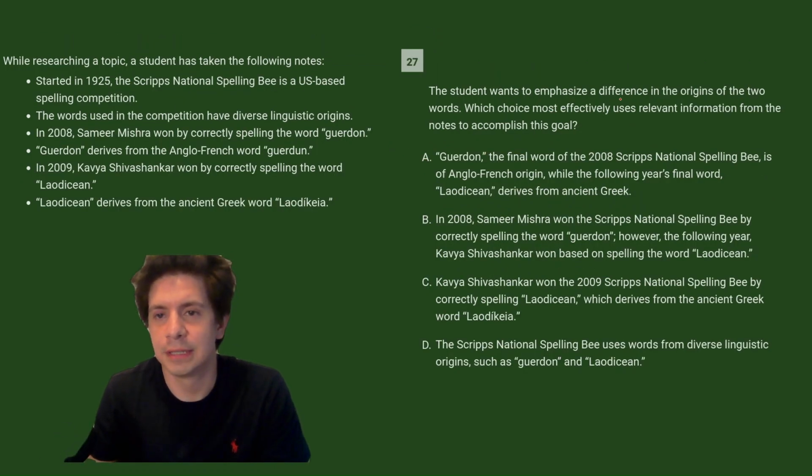The student wants to emphasize a difference in the origins of the two words. Which choice most effectively uses relevant information from the notes to accomplish this goal? So we know there's going to be two words, and we want to emphasize the difference in their origins.